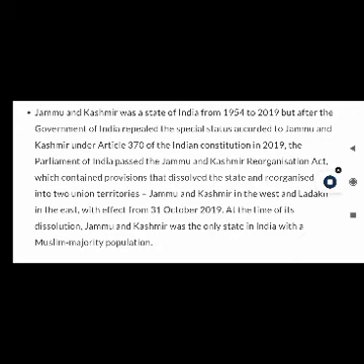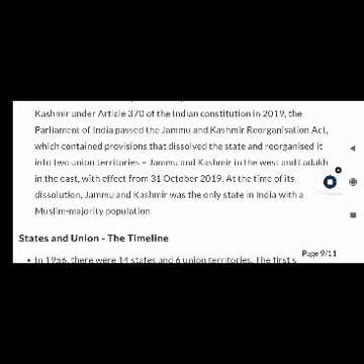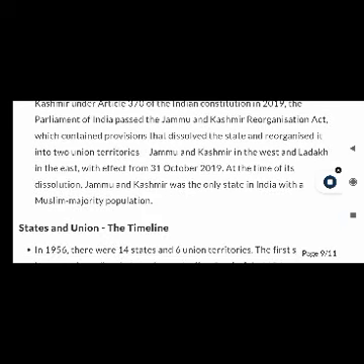Jammu and Kashmir was a state of India from 1954 to 2019, but after the Government of India repealed the special status accorded to Jammu and Kashmir under Article 370 of the Indian Constitution in 2019, the Parliament of India passed the Jammu and Kashmir Reorganisation Act, which contained provisions that dissolved the state and reorganized it into 2 union territories, Jammu and Kashmir in the west and Ladakh in the east, with effect from the 31st of October 2019.